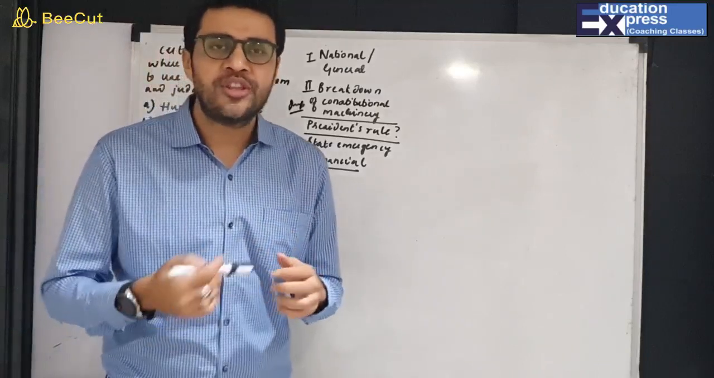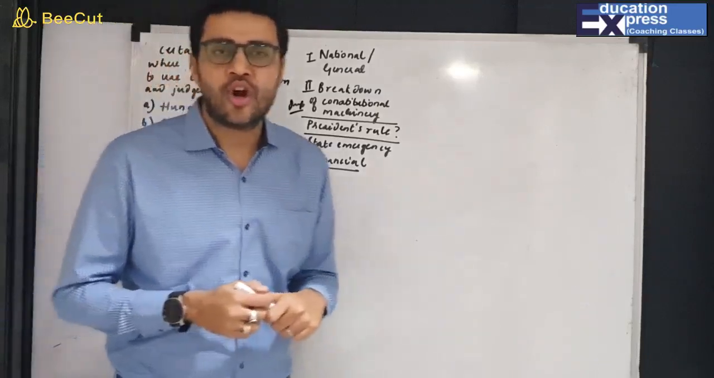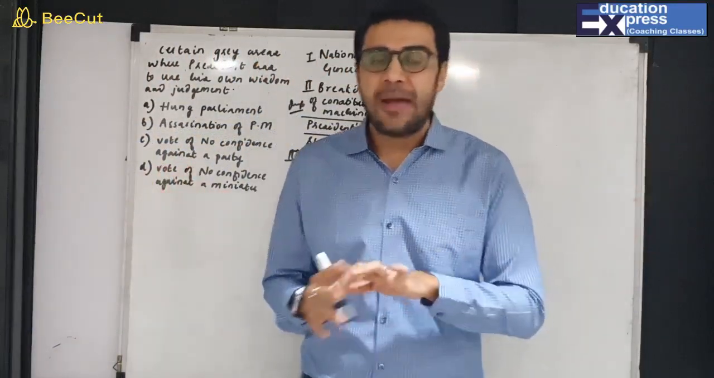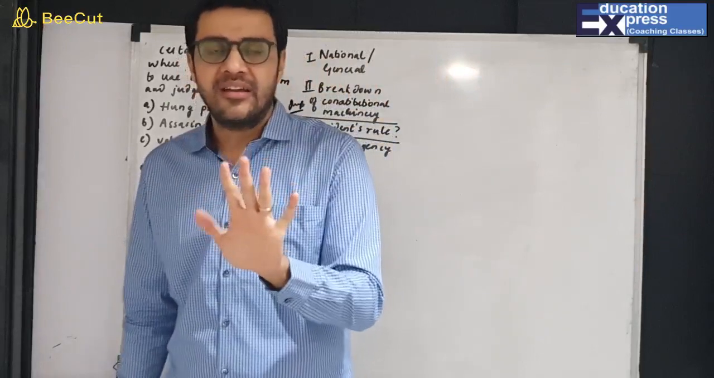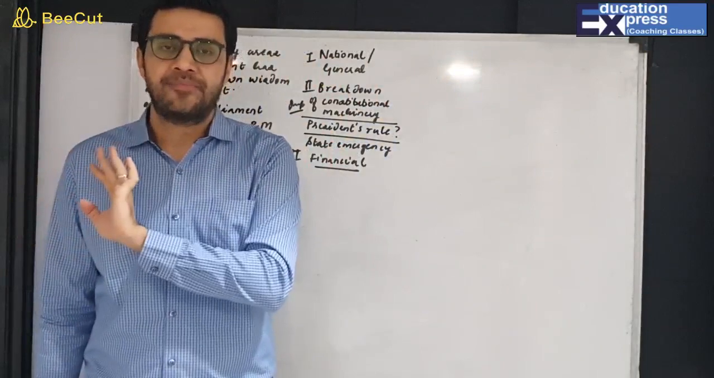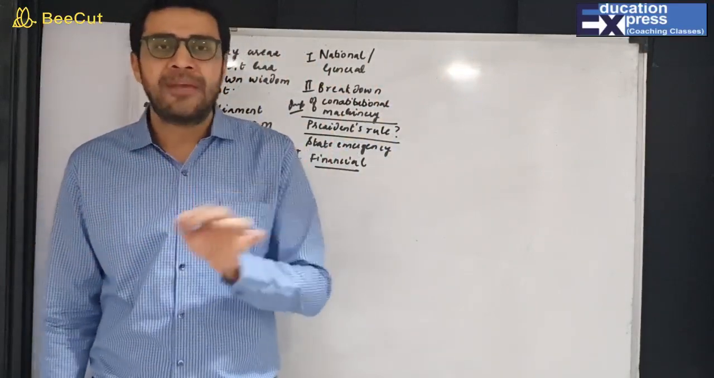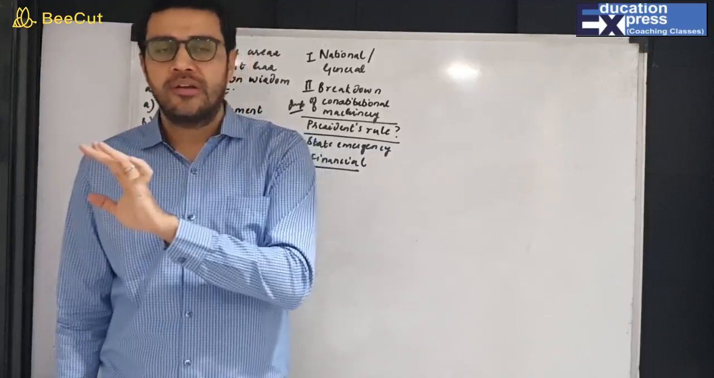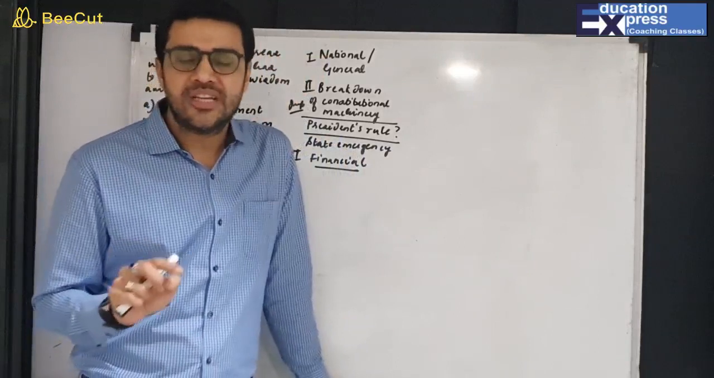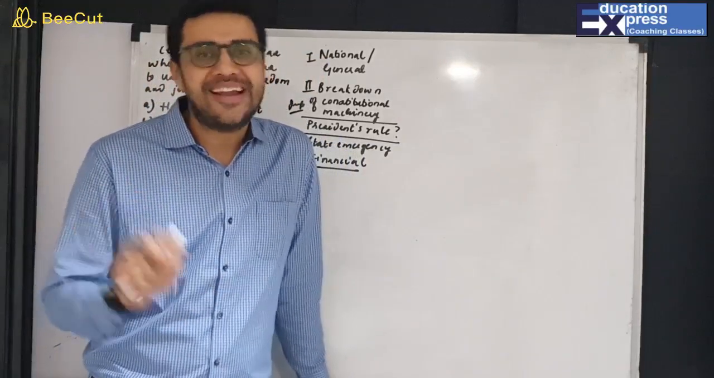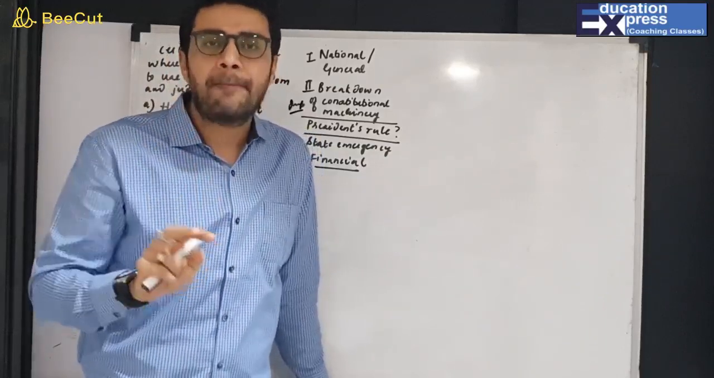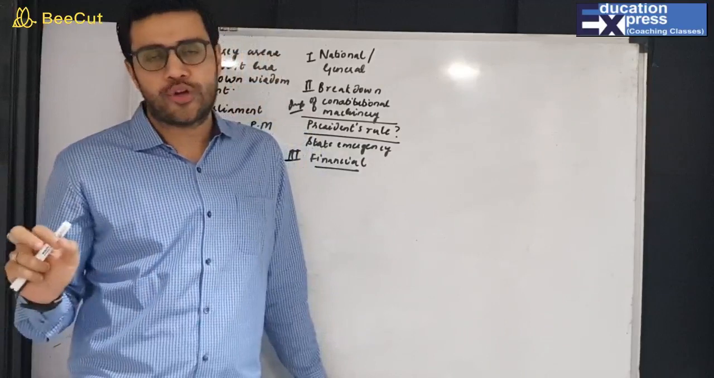Now, what is the composition of the electoral college? The electoral college comprises of both the houses of the parliament. Here you will not write state legislative assembly. Is that very clear? And it is done by means of single transferable vote. So this is how the vice president is elected: by the electoral college, which includes only both the houses of the parliament, by means of single transferable vote.